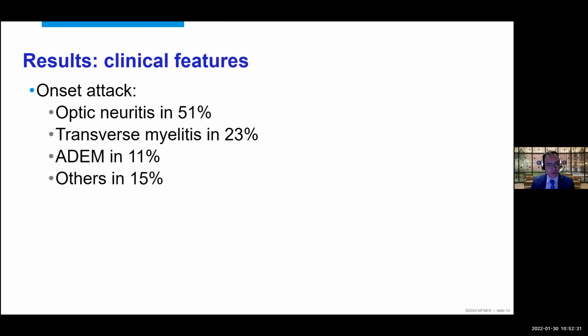The patients in this study had optic neuritis, which is the most common phenotype. I know you heard about MOG antibodies yesterday. Optic neuritis is the most common phenotype, but transverse myelitis was also common, ADEM a little bit less common, and then there were other combinations of presentations in this study.